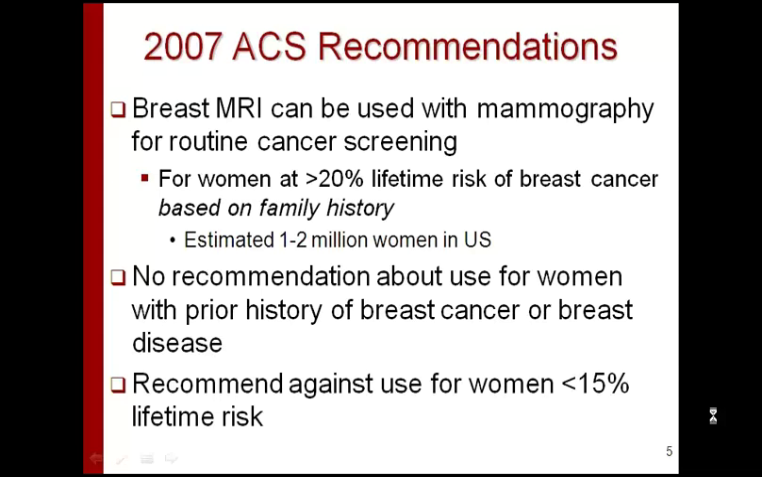So the American Cancer Society didn't make a recommendation on women with a prior history of breast disease or those with benign breast disease. From my definition, I would have called this surveillance. So they didn't have a recommendation about using it for surveillance. And then they recommended against using it for women who have a less than 15% lifetime risk of breast cancer. And to place that into context, in the U.S., women have about a 12-ish% lifetime risk on average for breast cancer.